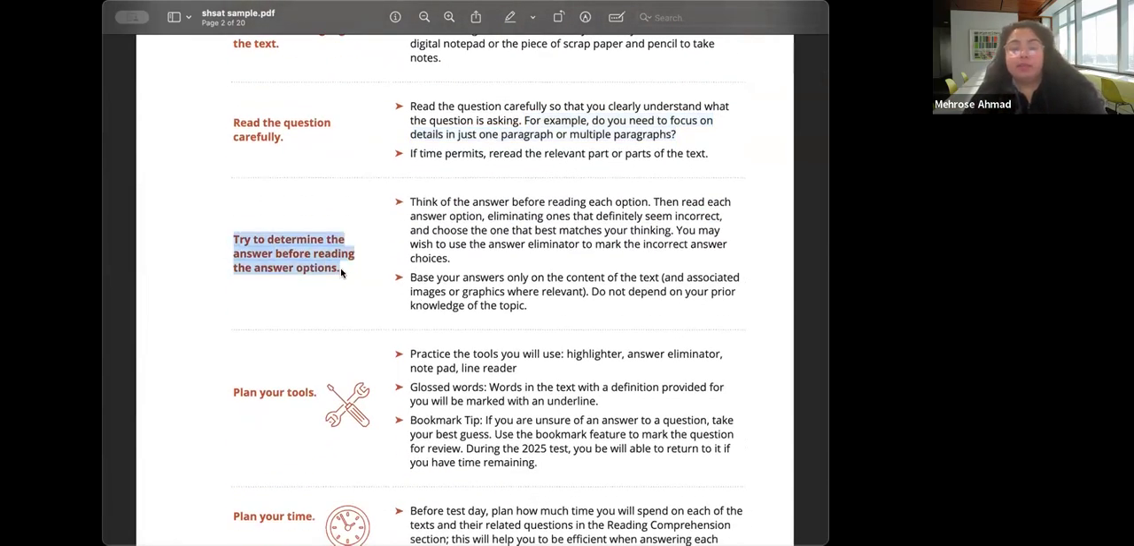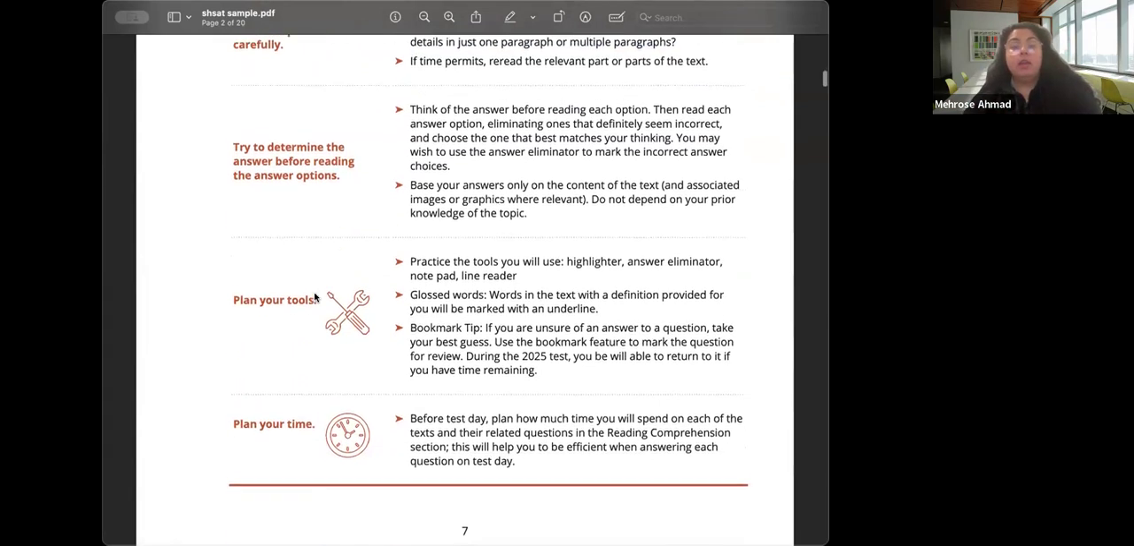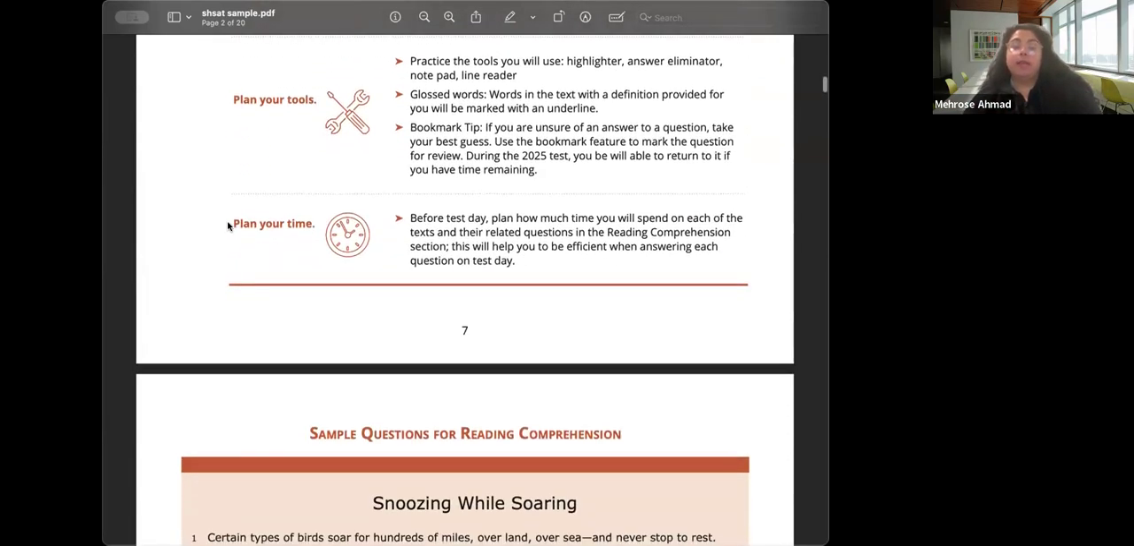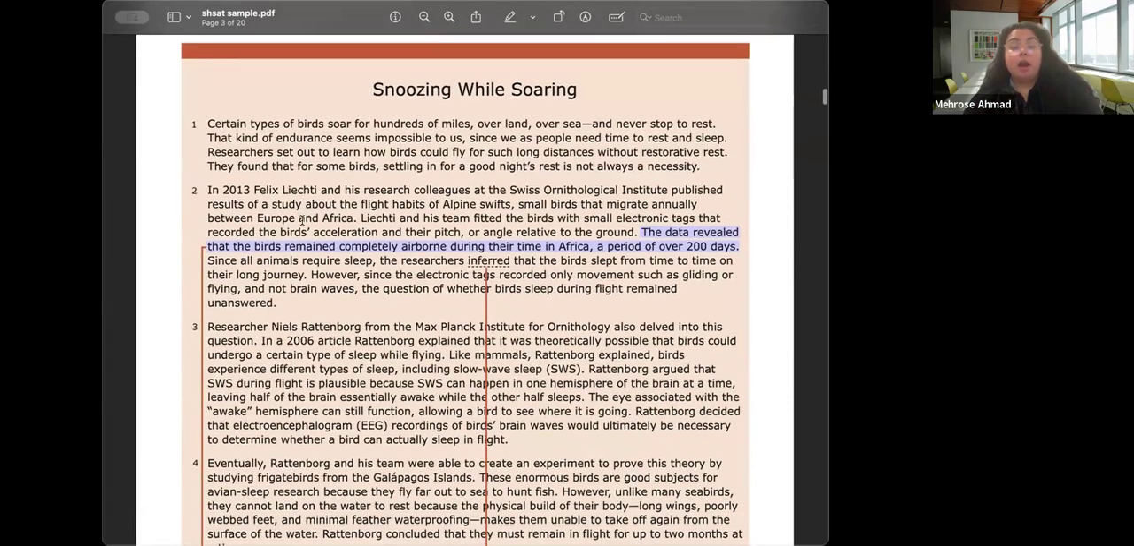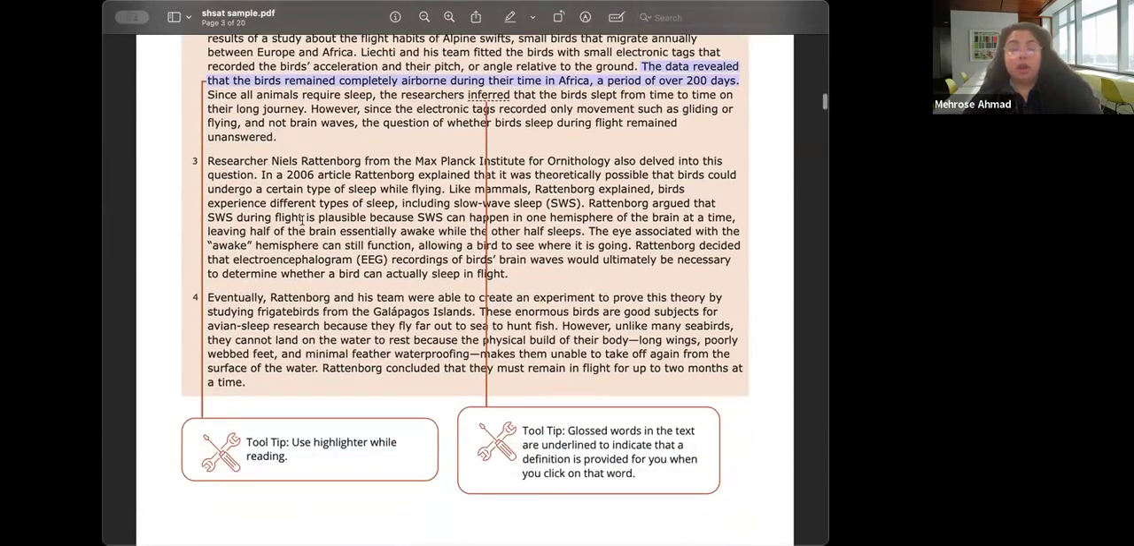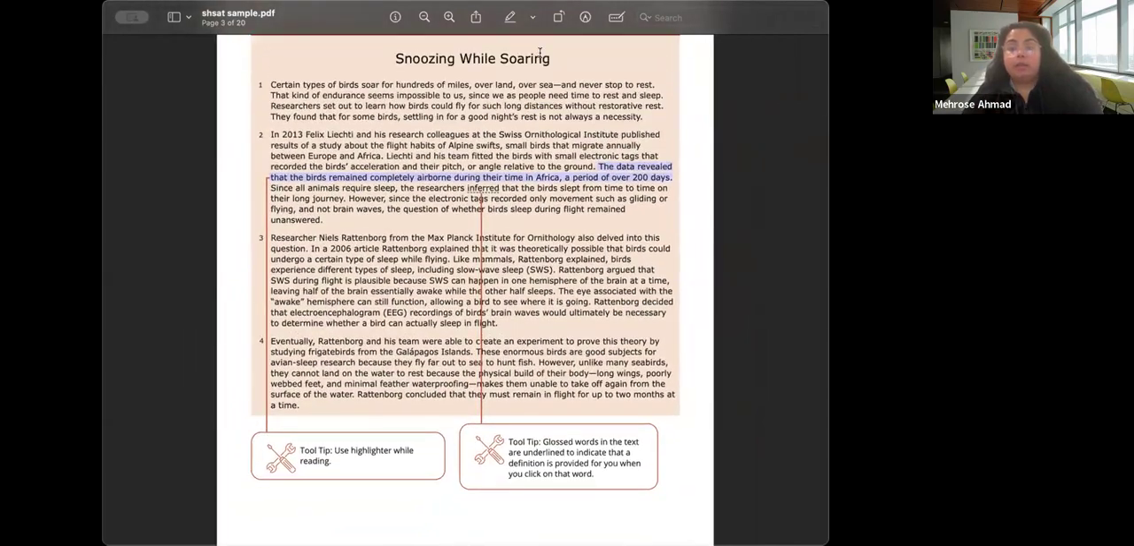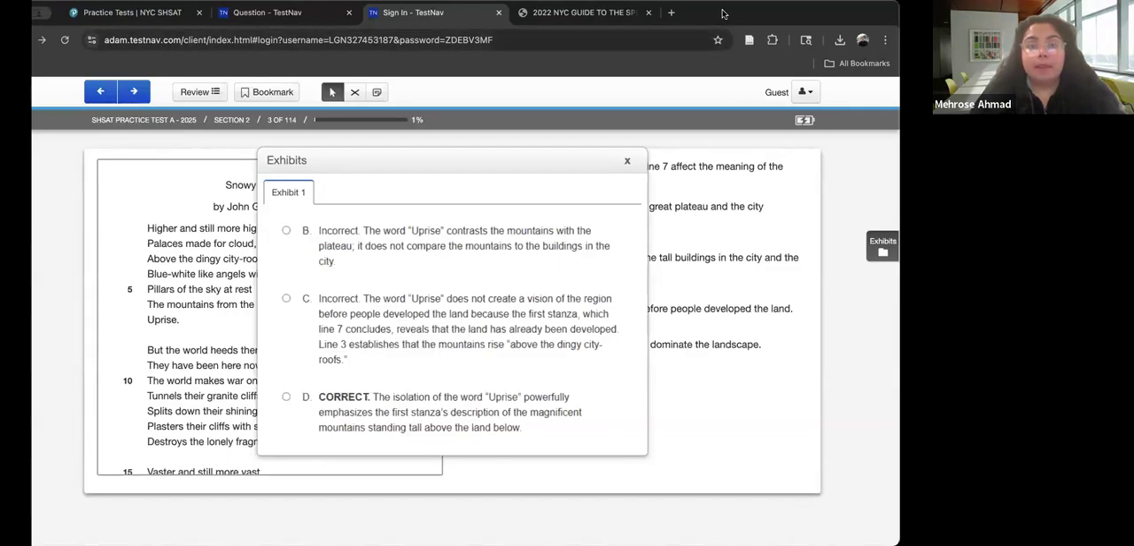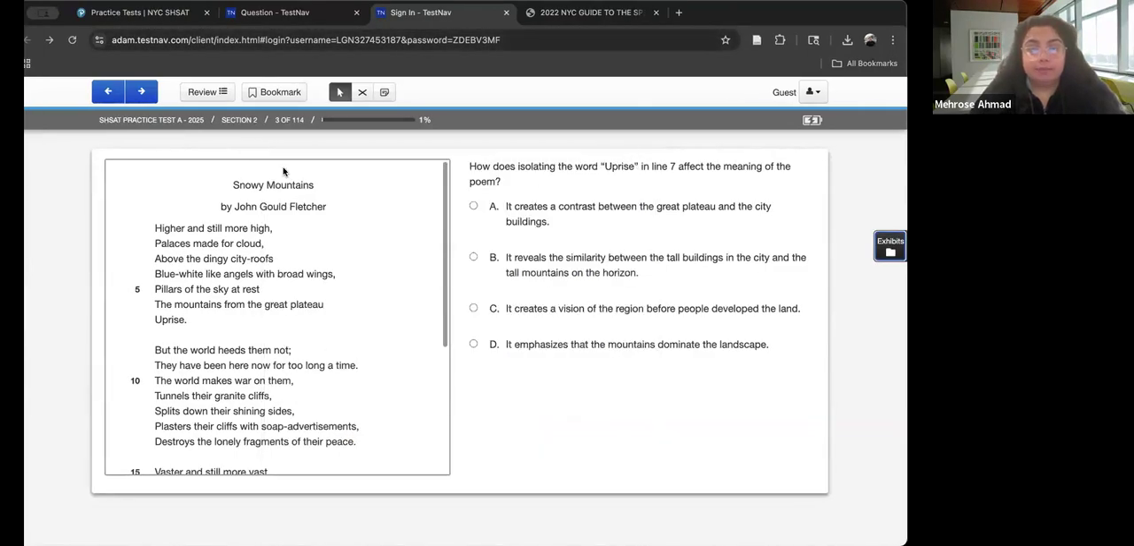Determine the answer before reading the answer option. So again, this is why it's important to read the whole text to have a basic understanding. Plan your tools. I've already emphasized this. Plan your time is also important. So now there are a few sample questions here. I would like to actually go to a practice exam that is shown online just to allow students and everyone here to get a sense of the format. Can everyone see my screen?